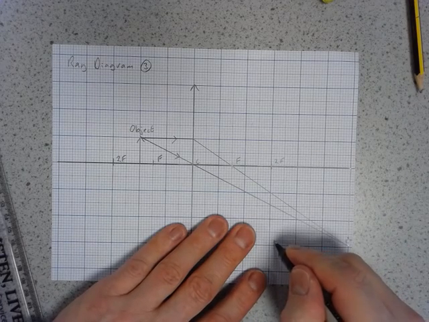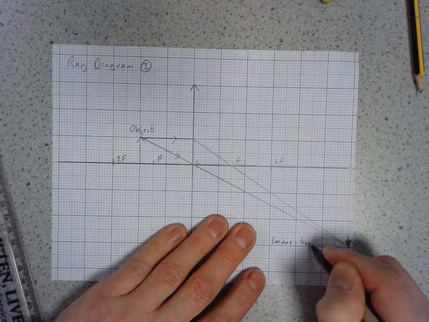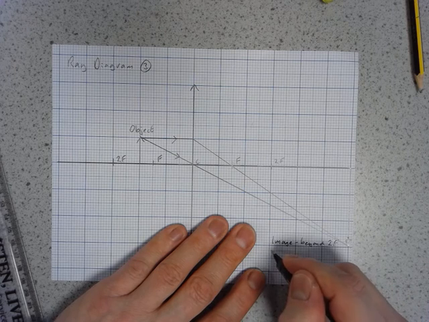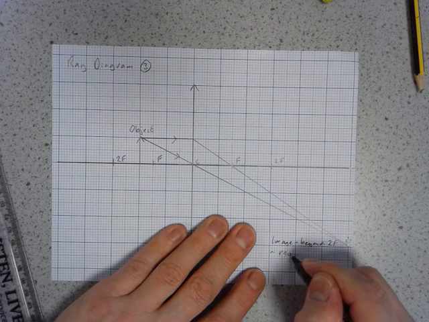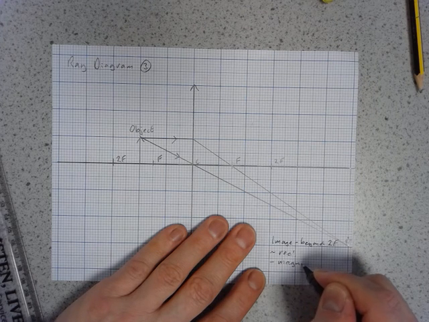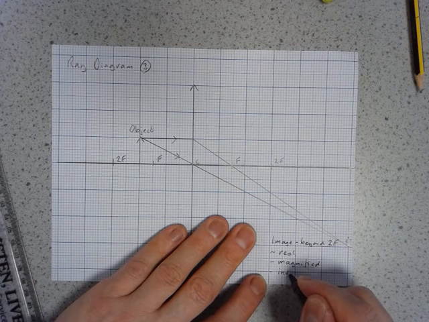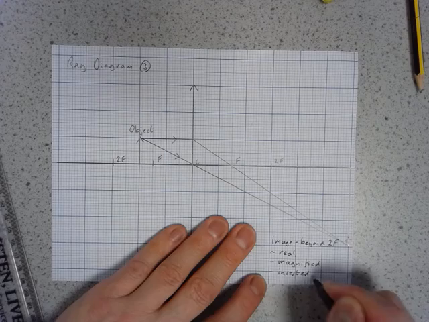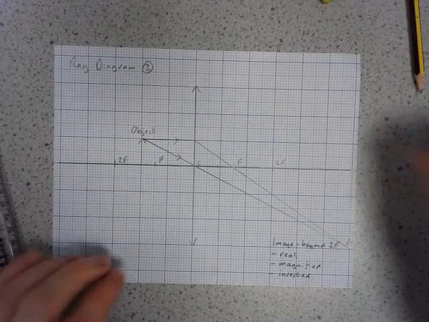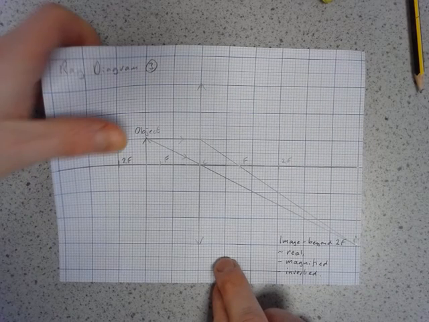So let's write that in. The image is beyond 2F. It's real. It's magnified. And it is inverted. Okay, so we get that. So now you've got 3 ray diagrams. I'm going to keep going and do number 4.